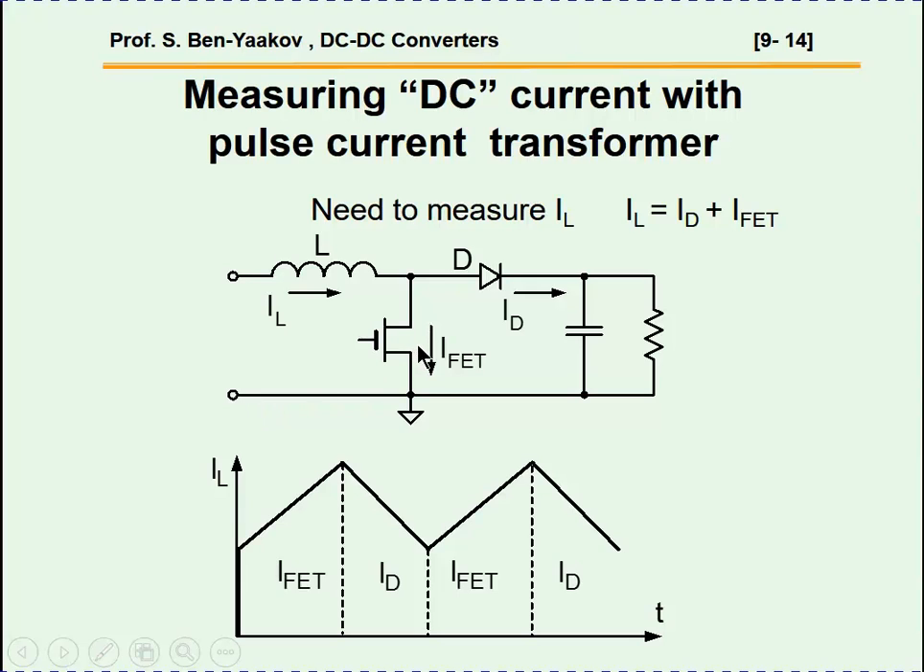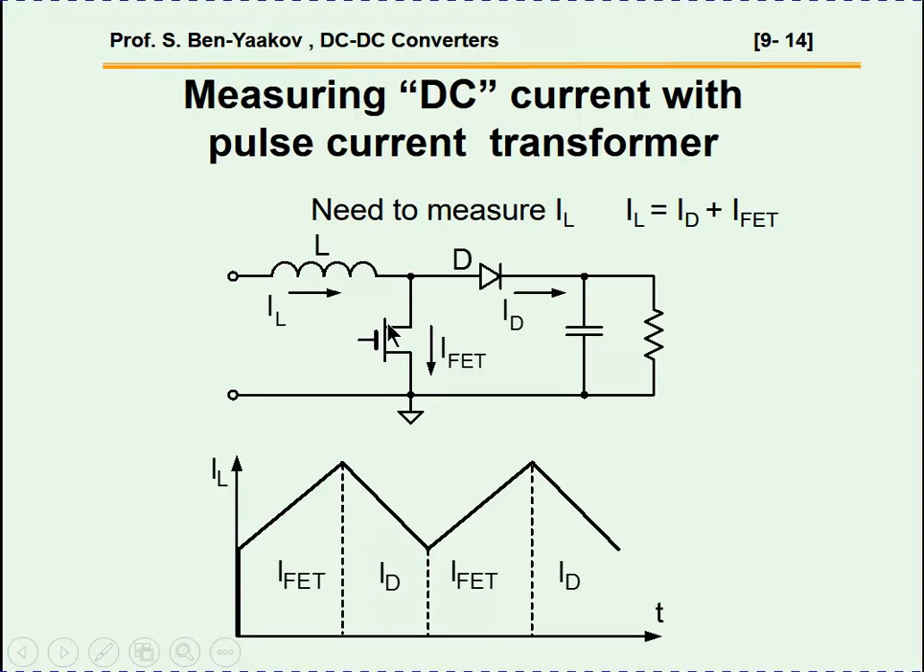And there is actually a way to use this idea of a pulse current transformer to measure the full current of the inductor. The idea is that this inductor current is actually split between two currents. This is the current through the diode and the current through the MOSFET. And we can see it here. This is the current through the MOSFET, and this is through the diode.